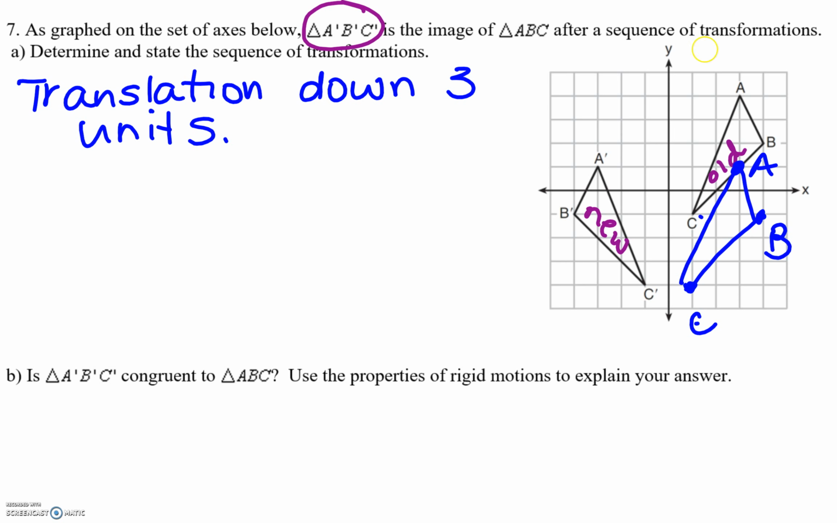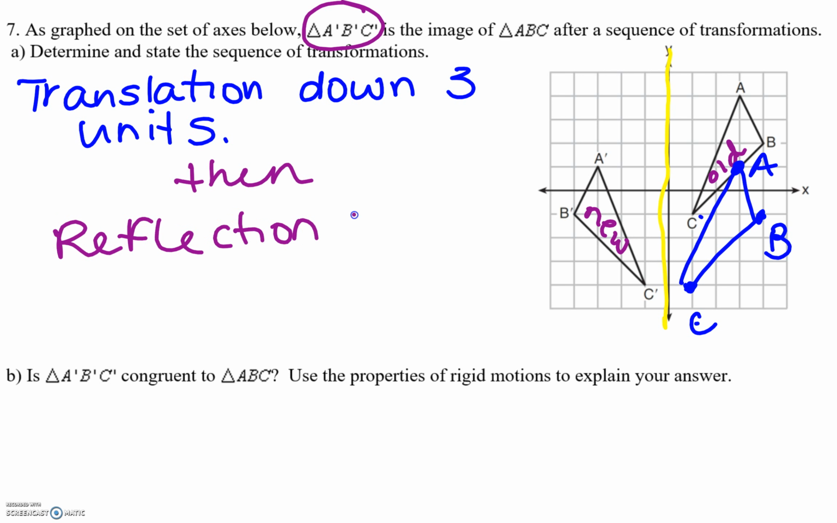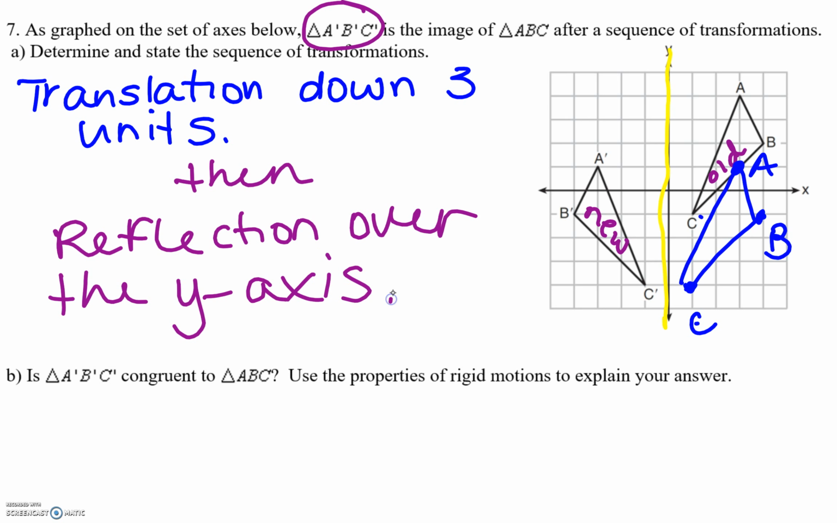So I'm going to reflect it over the line that's in the middle. In this case, it's the y-axis. So after that translation down 3 units, then there was a reflection over the y-axis. You don't have to write in the same order as I did. You could have said reflection over the y-axis, then a translation down 3 units.